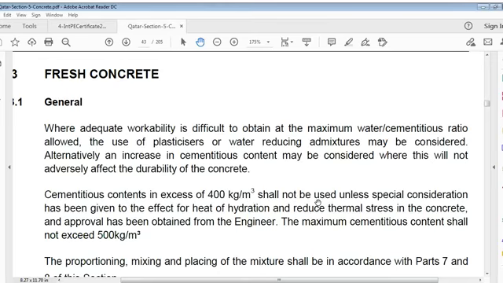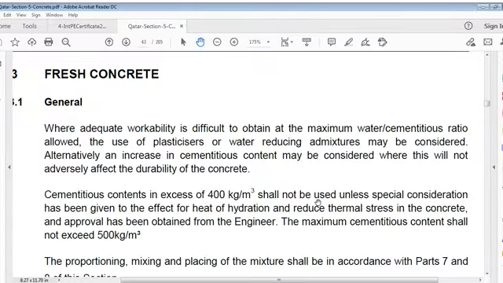Where adequate workability is difficult to obtain at maximum water cementitious ratio, use of plasticizers or water reducing admixtures may be considered. Alternatively, an increase in cementitious content may be considered where this will not adversely affect durability of concrete.